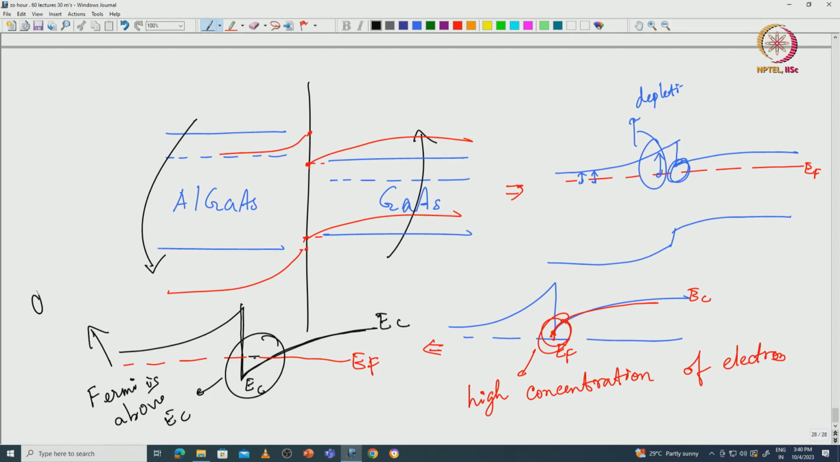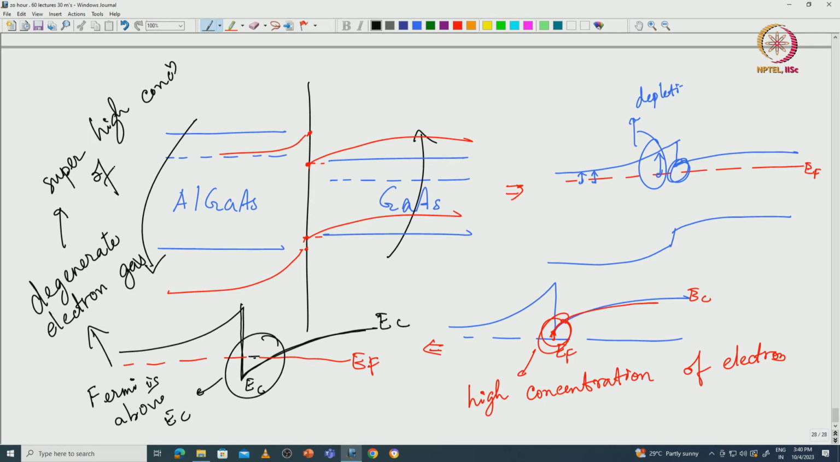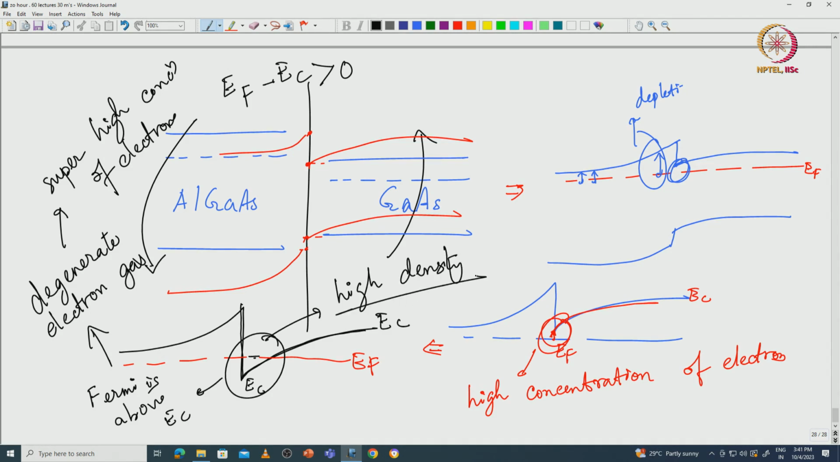What it means is that this is a degenerate electron gas, which means this is a super high concentration of electrons, because the conduction band has gone below the Fermi level. The Fermi level is above the conduction band. This is a positive quantity. The Fermi level has gone above the conduction band. From basic semiconductor physics, this is a degenerate electron gas. So, this is a very high density of electron gas that has formed, and we call it the two-dimensional electron gas.